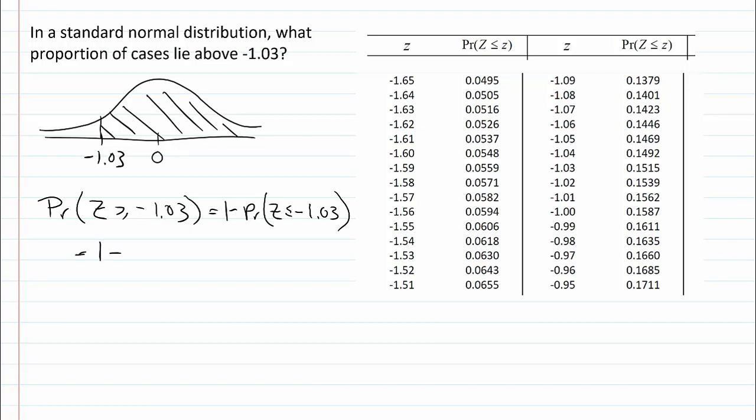And so I'm going to have 1 minus, and I need to go into the table to find this part. So I need to find the probability that z is less than or equal to negative 1.03. Here is my value of z. There's the corresponding probability. And I need 1 minus that, so I'm going to say 1 minus 0.1515, and that's going to equal 0.8485. So the probability that z is greater than or equal to negative 1.03 is 0.8485.